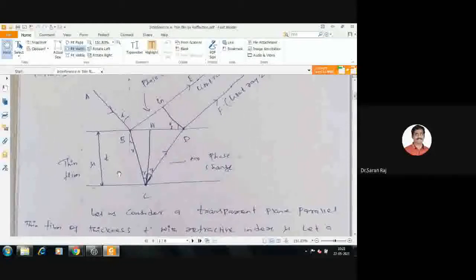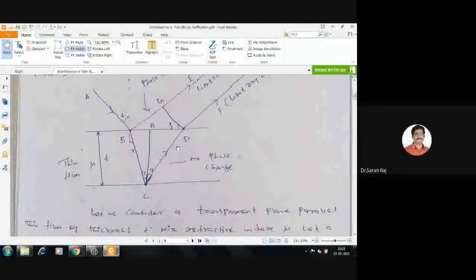So mu into the transmitted light. Inside the film, this light ray travels to point C, then at point C it is reflected again and goes to light ray 2. So in this path we add BC plus CD. So the refractive index mu is multiplied by this value, BC plus CD, inside the film.